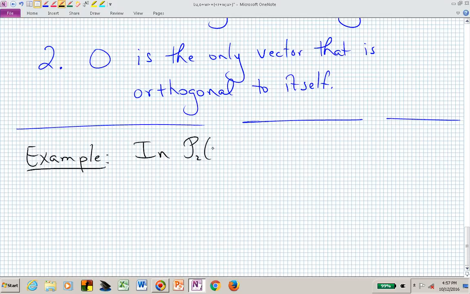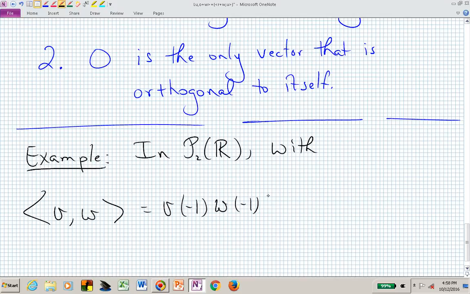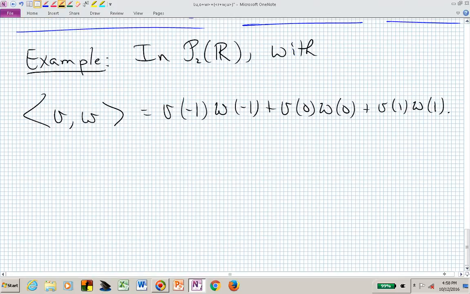Suppose now we're in this second order polynomial over the reals, and let's say that our inner product of V and W is in fact going to be V of minus 1, W of minus 1, plus V of 0, W of 0, plus V of 1, W of 1. And that, I think, was our second definition of an inner product over polynomials. And it's important that we have 3 samples if we're dealing with P2.